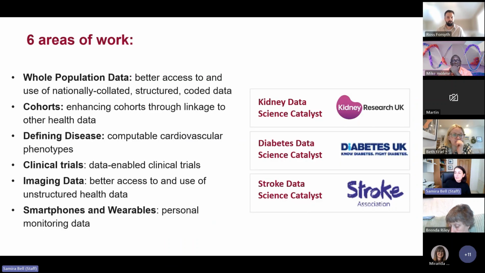So there's 6 areas of work within the BHF Data Science Centre, and these are listed on the left. On the right, you can see that there are various different catalysts, and these catalysts have been set up with funding by charities. So there's diabetes and stroke, but the Kidney Data Science Catalyst was made possible by funding by Kidney Research UK. But I'll talk a bit about that later on, about what the Kidney Data Catalyst is doing and what the plans are.